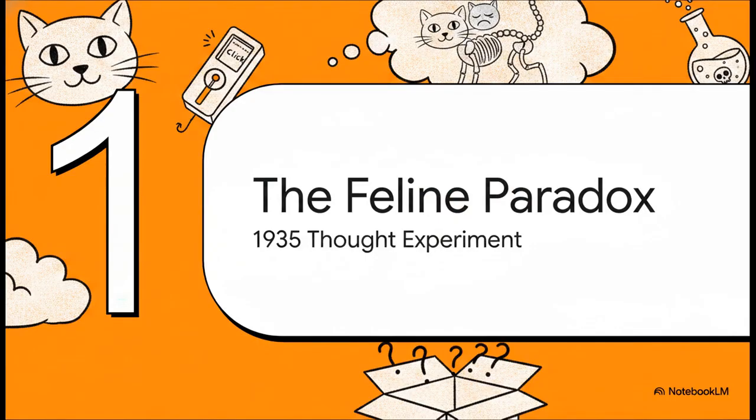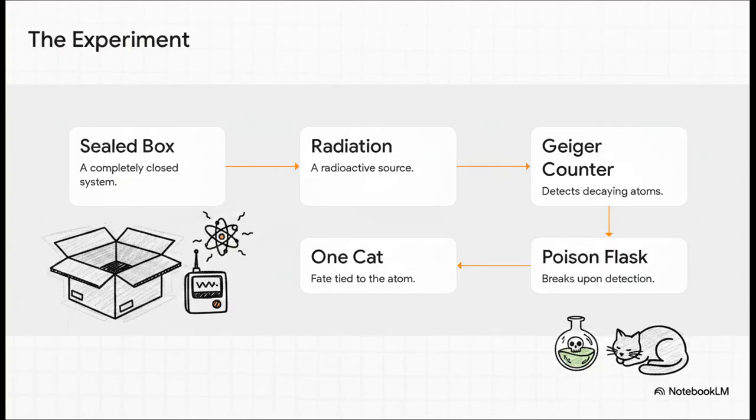Section 1. The famous feline paradox. Okay, let's dive into this. When Erwin Schrödinger designed this setup back in 1935, his intent was actually to show just how absurd quantum mechanics becomes when you apply it to everyday objects. Here are the basic ingredients of his admittedly slightly morbid trap. You've got a completely sealed box containing a radioactive source, a Geiger counter, a highly fragile flask of poison, and, of course, one totally normal cat.